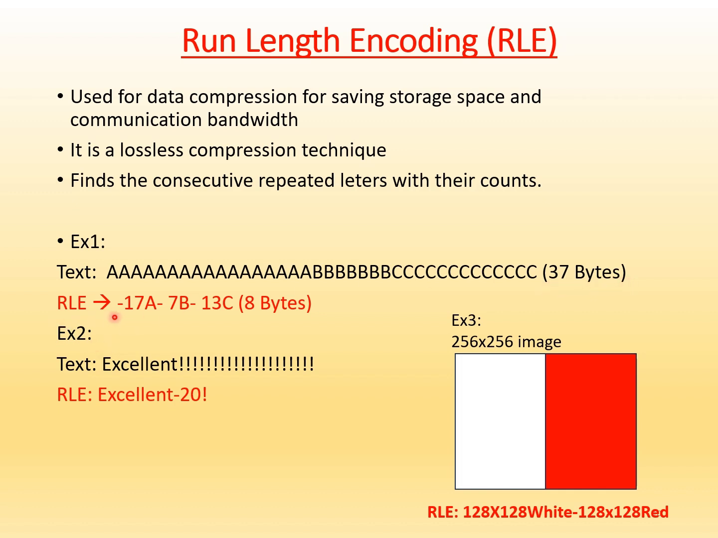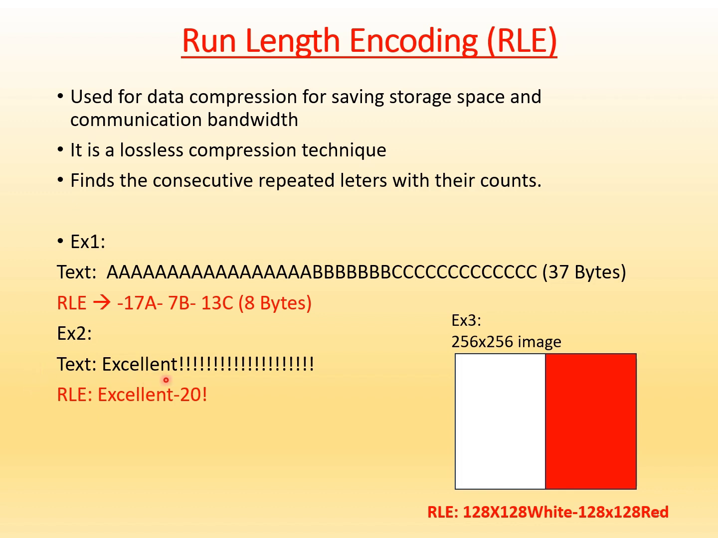But with run length encoding, you just count how many A's there are, and you write 17A and then 7B and 13C. So that you know this 17 is a count and not part of the text, you use some special character. I am depicting it with a hyphen here. So here you are using a total of 8 bytes. Originally it was 37, now you are using only 8 bytes. So it is a lot of saving.